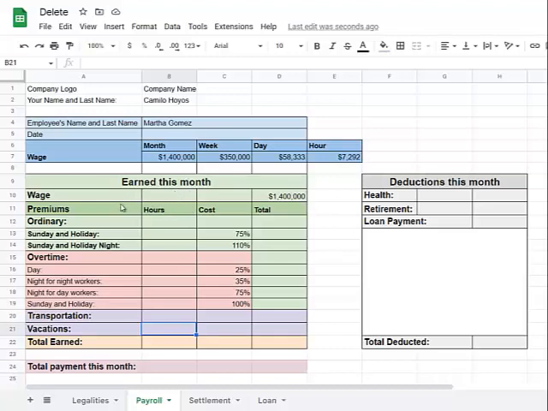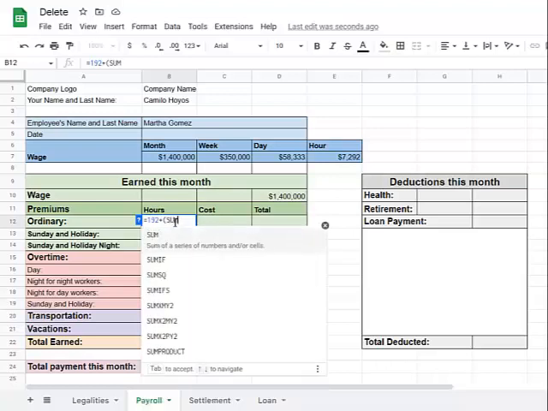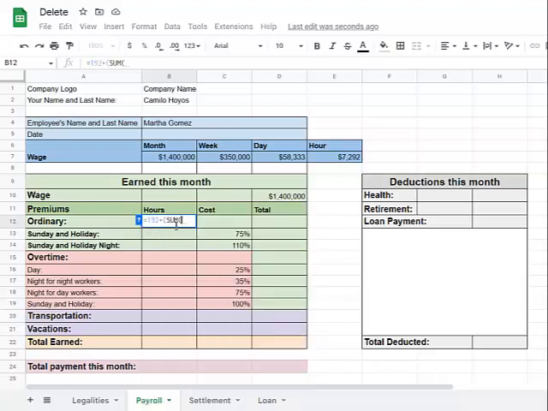Okay, so let's go back to the ordinary hours. So let's calculate this formula right here in hours. These hours will be equals to 192 hours that you work normally within a month, plus, and add a plus right here, the sum of, open parentheses again, the sum of all the overtime from here all the way down to here, right? Then we close parentheses twice, then hit enter. That would be our ordinary hours worked.